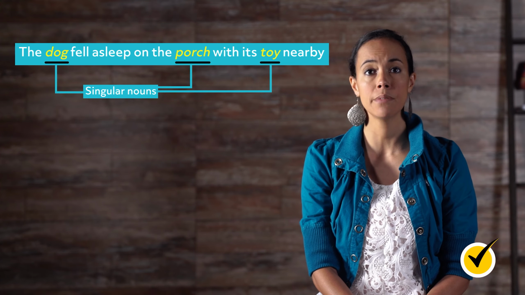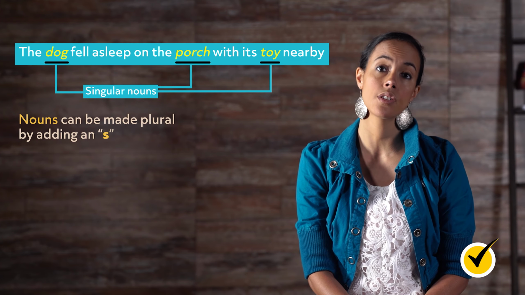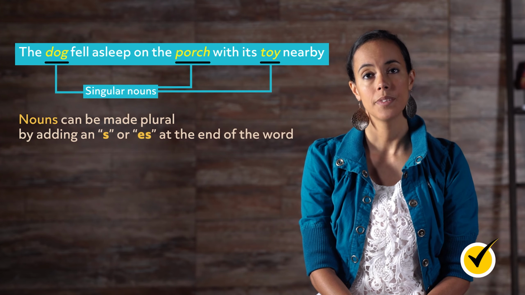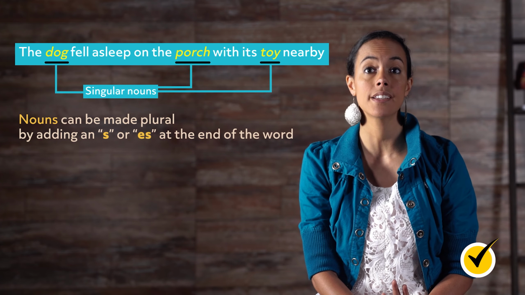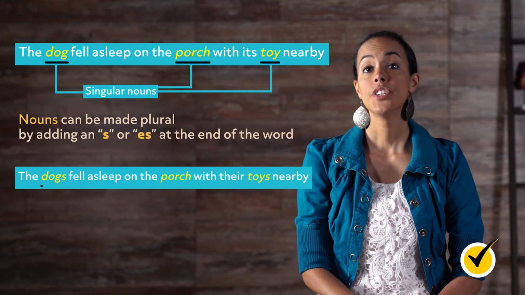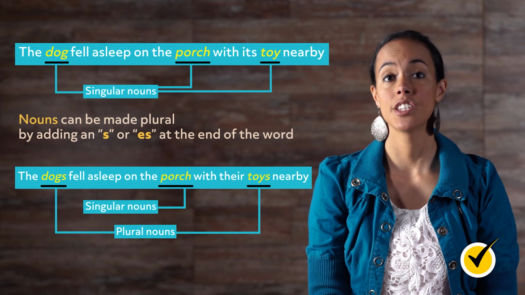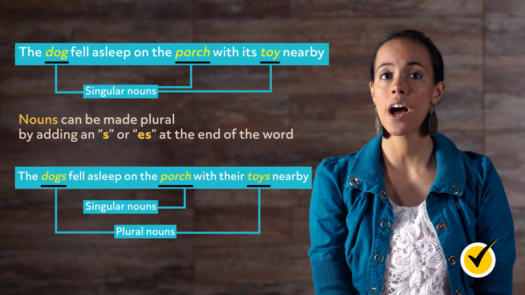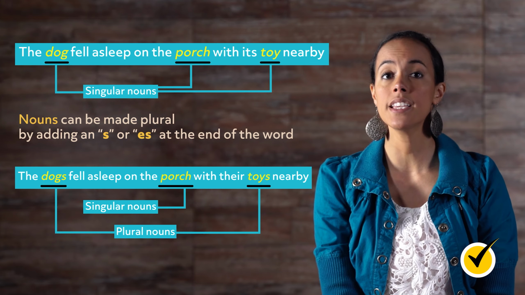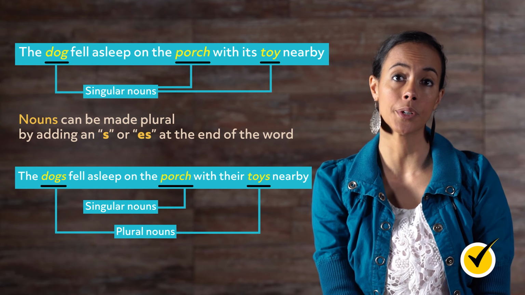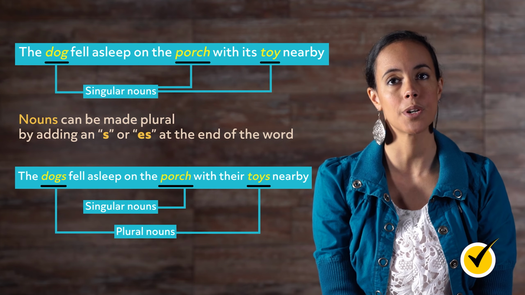Identifying plural nouns can be just as simple. Most nouns can be made plural by adding an S or ES at the end of the word. Here, we'll look at an example using our previous example and see if we can spot the plural nouns. The dogs fell asleep on the porch with their toys nearby. In this sentence, we made a few changes. We see now an S was added to dog and toy. By adding an S, these once singular nouns are now plural. Now the sentence is describing multiple dogs and toys on one porch.